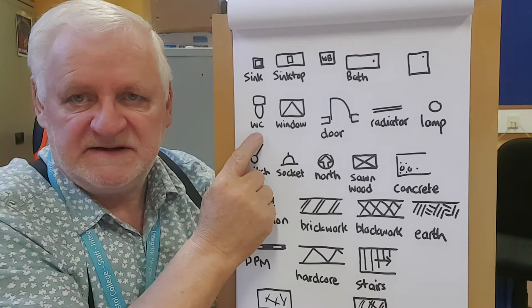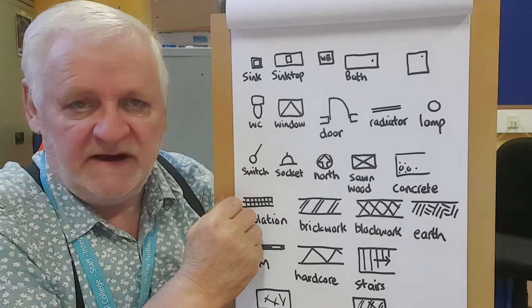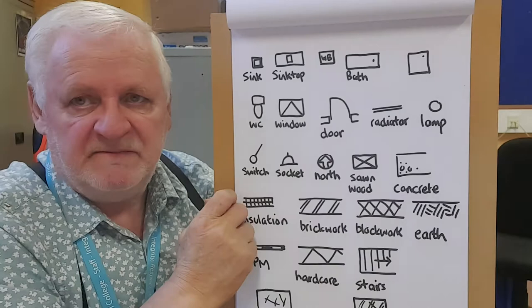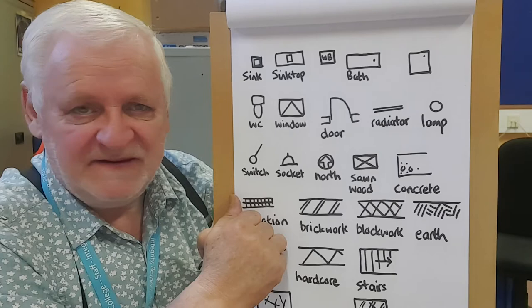If you see a box like that with an arrow facing up to the top, that means it's a window which has hinges at the top. Okay. If you see a gap in a wall and then you see this D shape coming out, then you'll know that that's a door that's opening. Okay. If you see just two lines against a wall, that's going to be a radiator. If you see a circle in the corner of a room, for example, that's going to be a light.